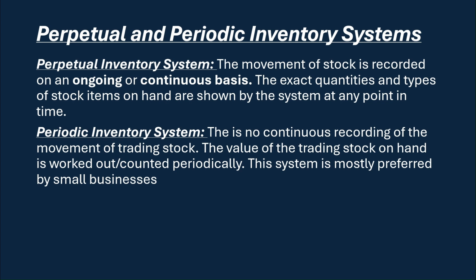So meaning maybe after a week they check, after a month, maybe after a year on a yearly basis, right? It's not that one whereby when they make a sale they record, when they return stock they record and all that. No, they do everything after a certain time, right? And this system is mostly preferred by small businesses, right? So small businesses basically check their stock after some time.